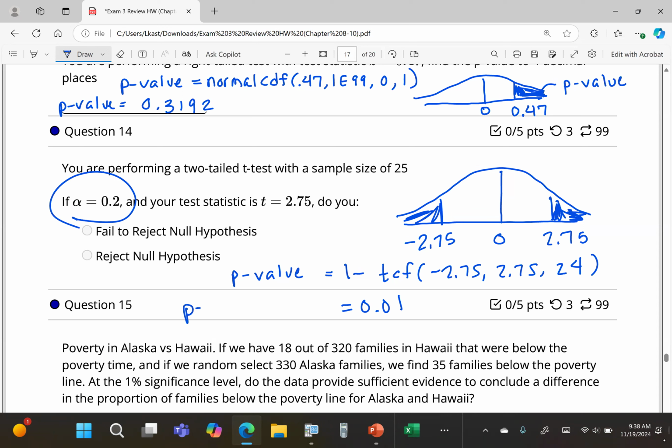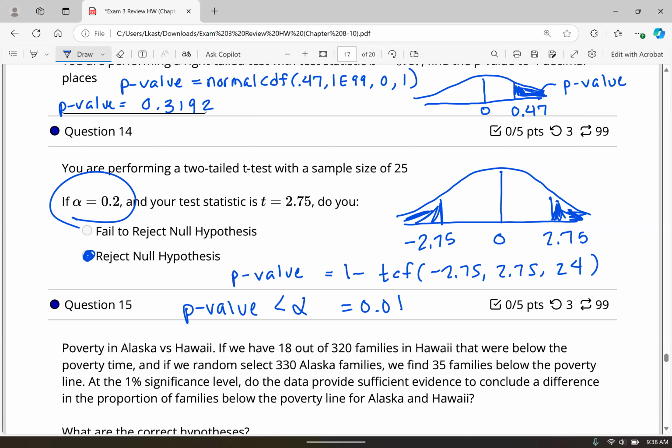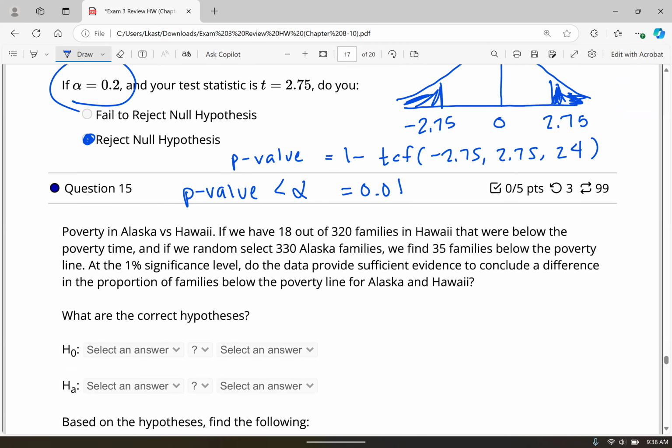So the p-value is less than alpha. What do you do? Reject. If the p-value is less than the set alpha, you reject the null hypothesis. All right. Any questions?